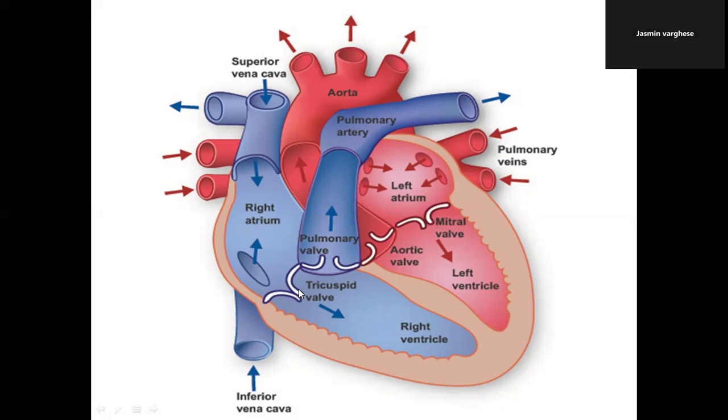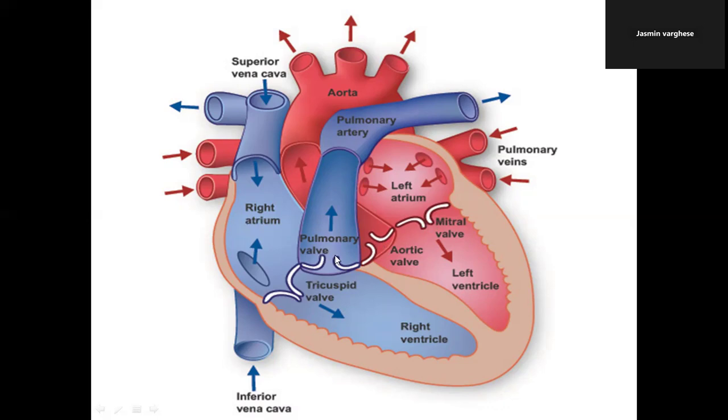So the tricuspid valve is an atrioventricular valve. The mitral valve is another atrioventricular valve. And the other valves we have are the pulmonary valve and the aortic valve. These two valves are known as semilunar valves.